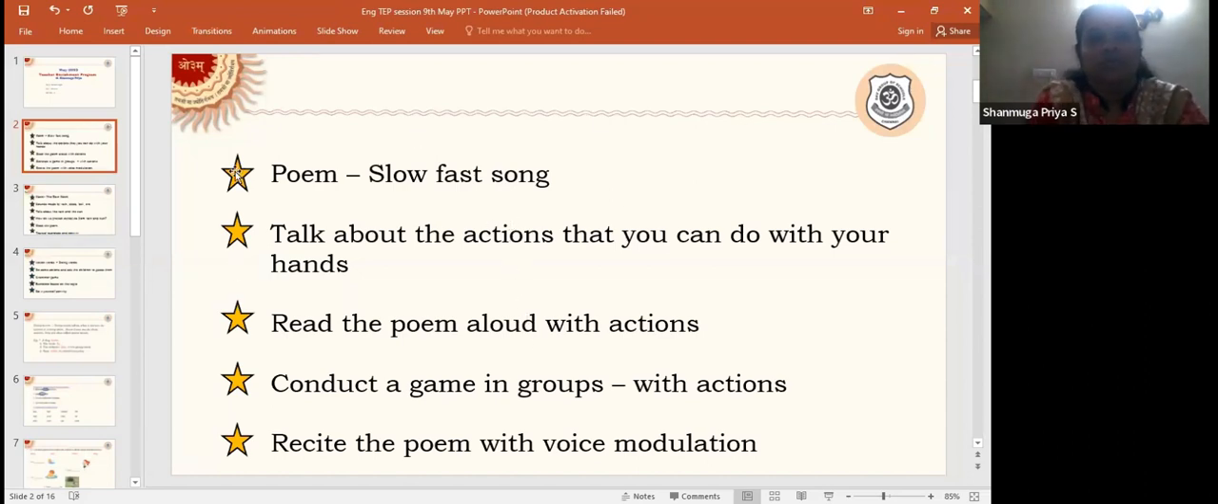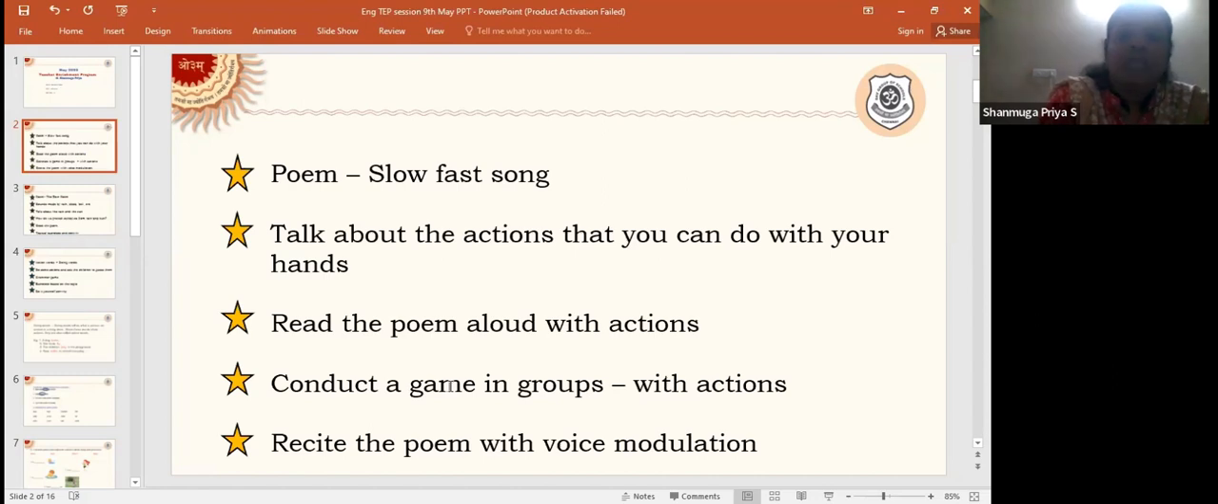Okay, so this slow fast song is for recitation, and we can keep reciting the poem every day, and the children would love to recite this too. Understand? And we can also conduct games in groups, like we can split the class into 3 or 4 groups and ask one group to start the poem with the first stanza, to do the actions, clapping, like clap, clap, clap your hands as slowly as you can.